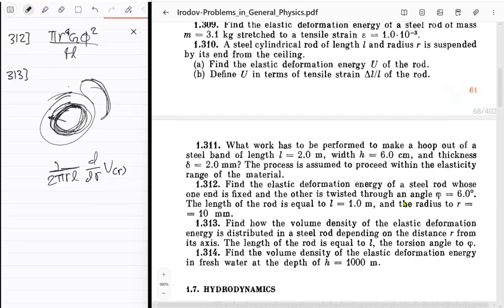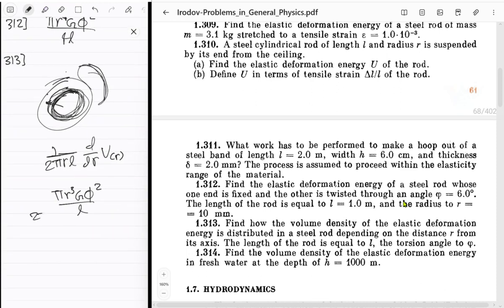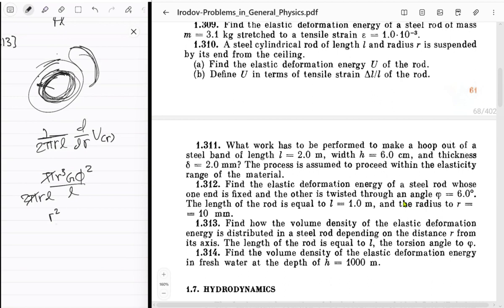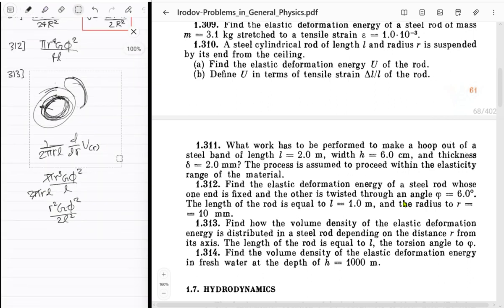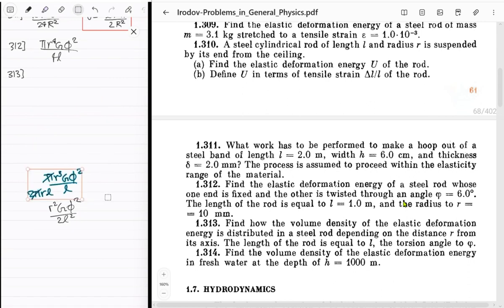Okay, let's just use the thing. So you will have pi r cubed g phi squared upon L for our derivative, and then you got this thing. So like 2 pi r L. Pi cancels, just get like r squared g phi squared upon 2 L squared. That's the energy density. Oh yeah, yeah. There we go. Next question.